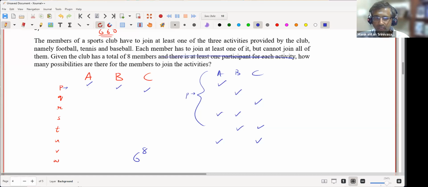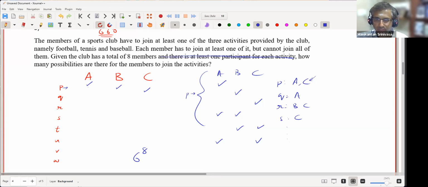Agreed? So in other words, P can end up choosing the games A and C. Q can end up choosing the game just A. R can end up choosing the games B and C. S can end up choosing just the game C, and so on, right? So each one of them has one of the 6 possible ways, and therefore it's 6 power 8.